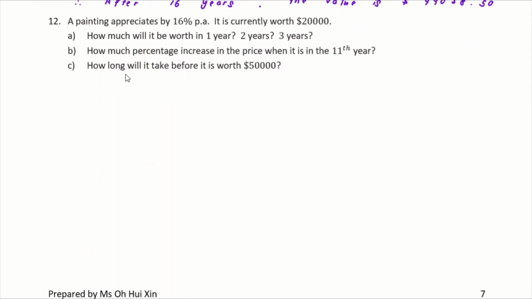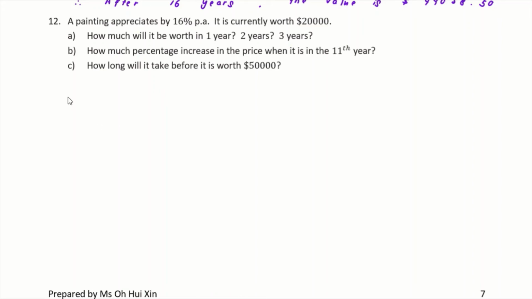A painting appreciates by 16% per annum. Sorry, I forgot to explain this in the previous question. PA means per annum, which means each year. So in other words, the price of this painting increases by 16% each year. It is currently worth 20,000. So how much will it be worth in 1 year, 2 years, or 3 years?